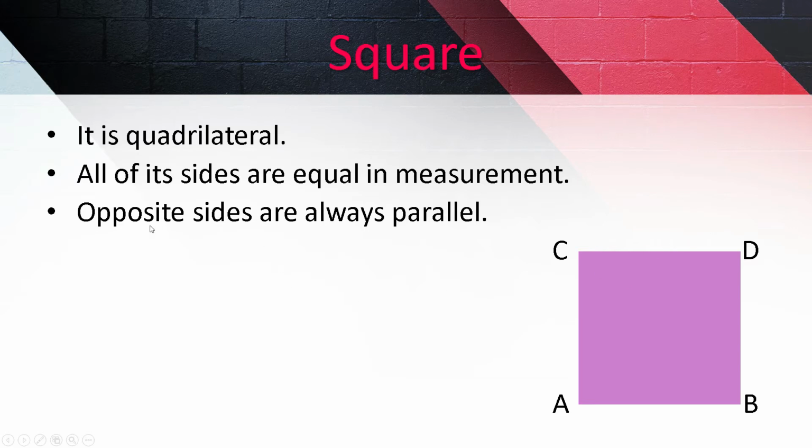And the next characteristic of a square is, opposite sides are always parallel. Parallel means parallel are those lines which always have equal distance between them. इनके दरमियान का जो distance होता है वो हमेशा, जो फासला है वो हमेशा बराबर रहता है. And they never ever intersect each other.